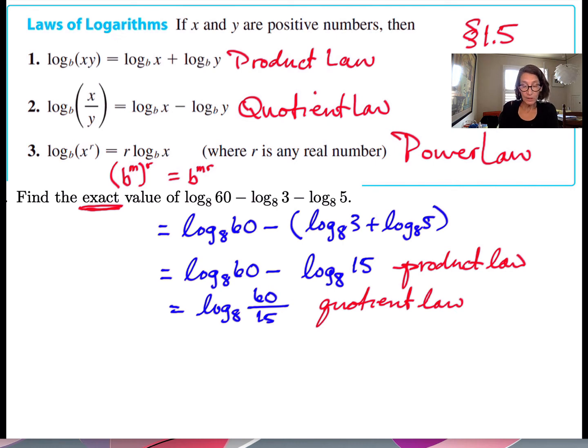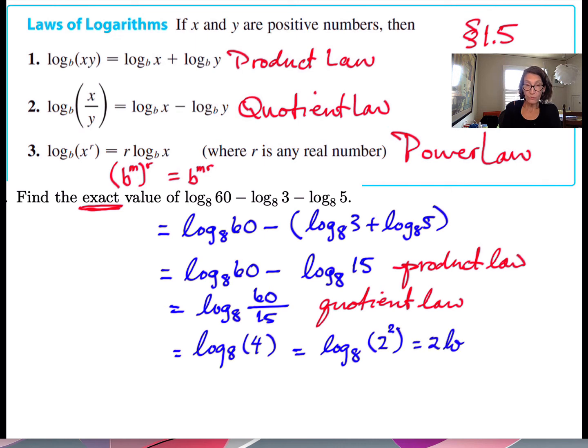And now I'm just going to simplify the fraction. 60 over 15 is just 4, so I have the log base 8 of 4. Now, I'm not done. I can keep going. 4, I can rewrite as a power of 2. Let's write it as 2 squared. So I have log base 8 of 2 squared. Now I can use the power law to take the exponent 2 and put it in front of the logarithm. So it's 2 times the log base 8 of 2. That's the power law.